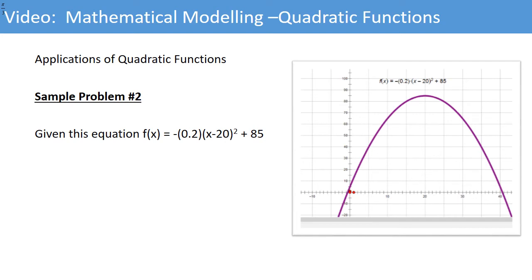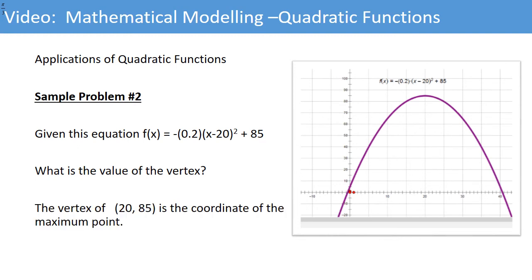Here's another problem. Given the equation f of x equals negative 0.2 times (x minus 20) squared plus 85, what is the value of the vertex? Remember, the vertex comes from the h value, the 20, and the k value, 85. So we know the coordinate is 20, 85. And we can verify that by looking on the graph.